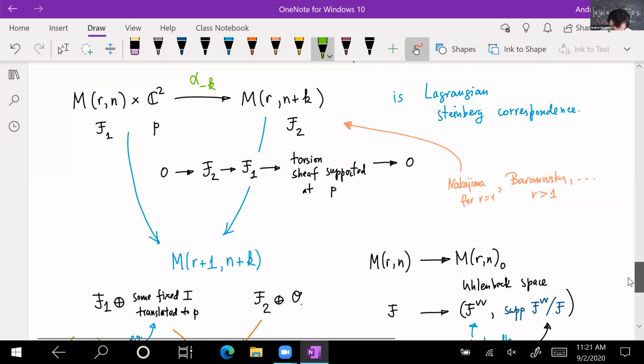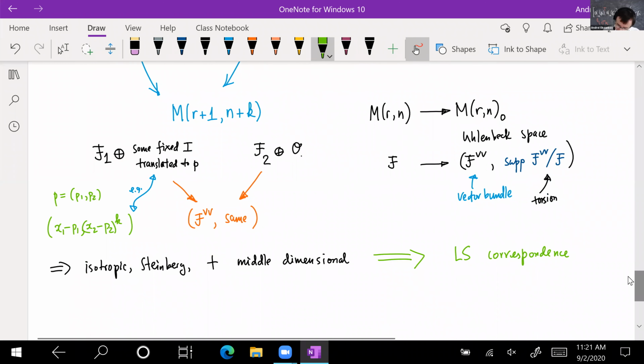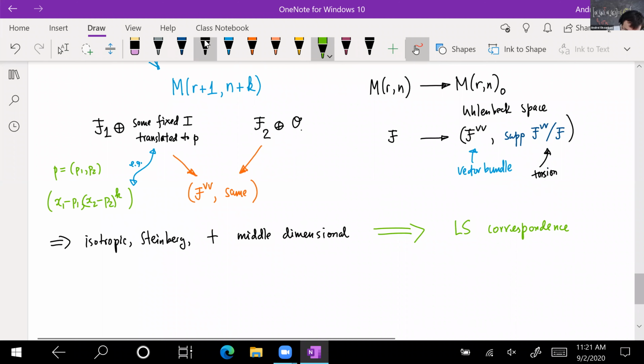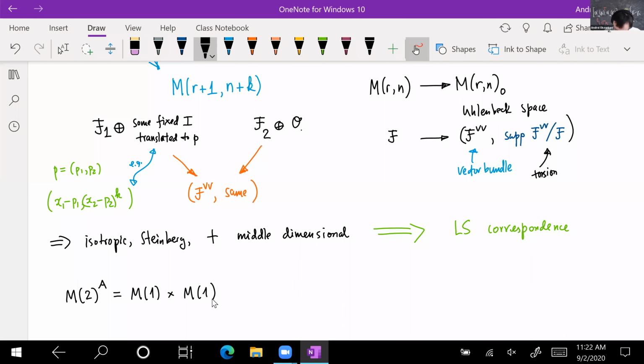Okay. And so now what does this say? What's going to be the residue of this object? Remember I have M, and M2 sits inside M1. The fixed locus of M2 with respect to the framing torus is M1 cross M1. And we would like to know what is the residue of this operator.